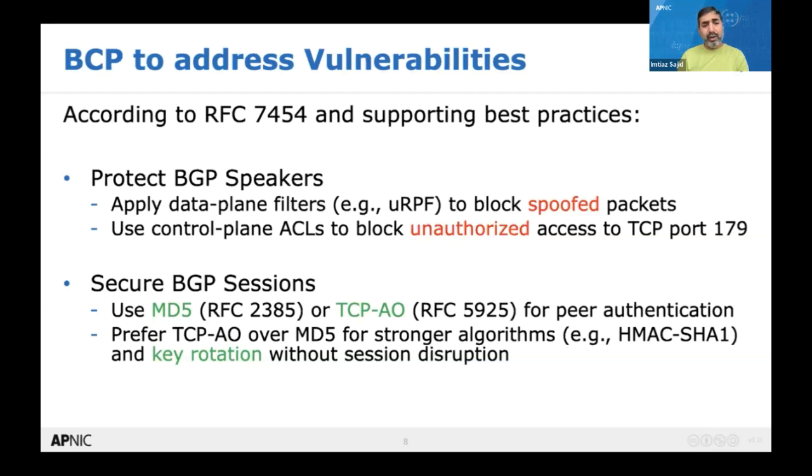The second is we should also have some sort of security, and we should be using MD5, which is described under RFC 2385, or it's ideal to use the TCP Authentication Option under RFC 5925 for the peer authentication. The preference is for the TCP Authentication Option over MD5 because of the strong algorithm it has, and there is an option to rotate the key during the session without bringing down the session as well.